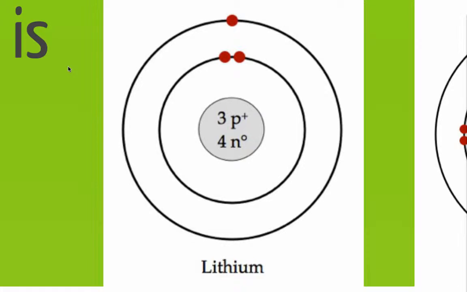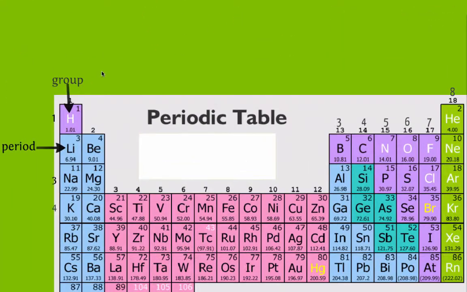So let's just go back really quick and take a look. Lithium, we can see from the Bohr model, it has 1 valence electron. That must mean it's in group 1. Let's check. Yep, voila, lithium, it's in group 1. That meant it had 1 valence electron.